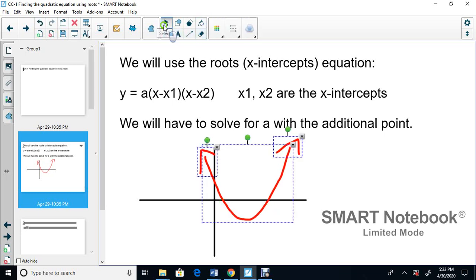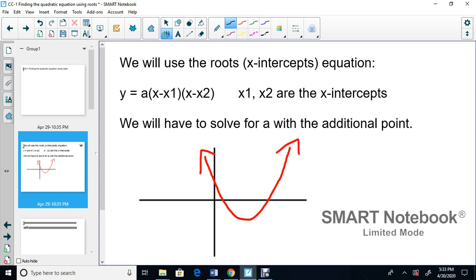Okay, so let's just use my mouse. There's one x-intercept. That's the other x-intercept. Maybe I'll try to label it here with this pen. This is x1 and x2, and a is just the shape. Okay, and we're going to use the two x-intercepts and an additional point. Again, these x-intercepts are like (x, 0) and (x, 0). That's how we identify them.